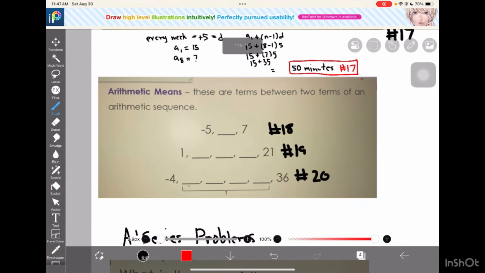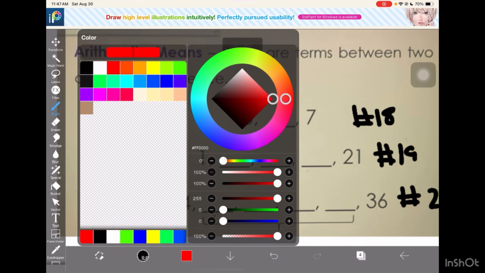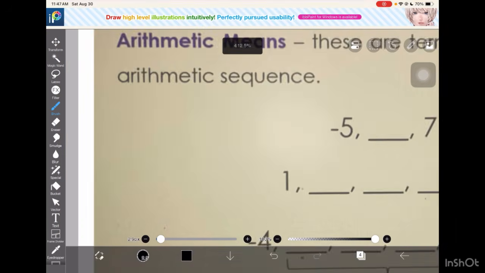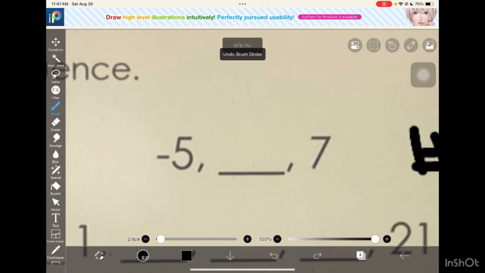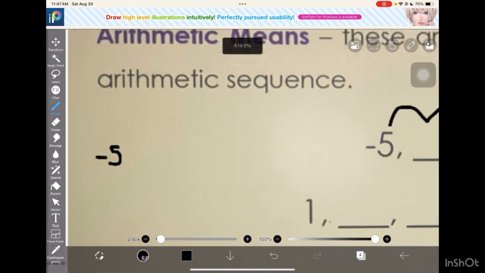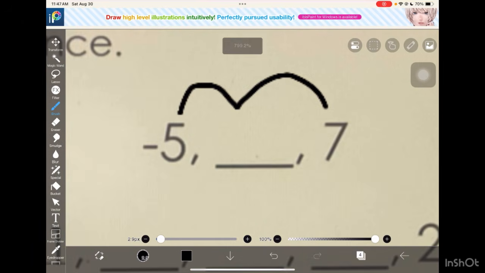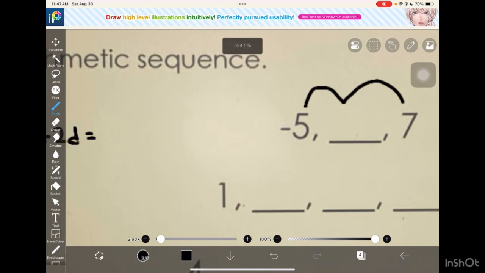Next one. Arithmetic means. This is a new topic. So arithmetic means are the terms between two terms of an arithmetic sequence. It's pretty simple. So let's start. To solve an arithmetic means, I want you to do the following. First, let's list down the first term here, negative 5. Then let's count. 1, 2. 2, right? So plus 2d. The reason why is because we added the common difference twice from negative 5 to get positive 7. And then therefore is equal to the rightmost term, 7.